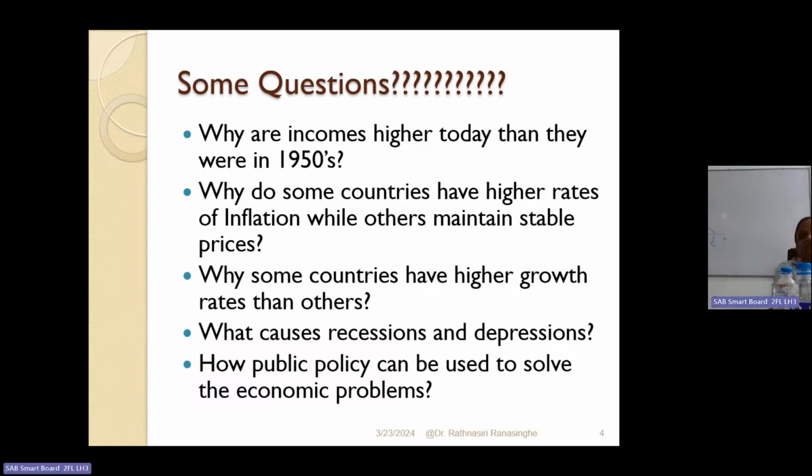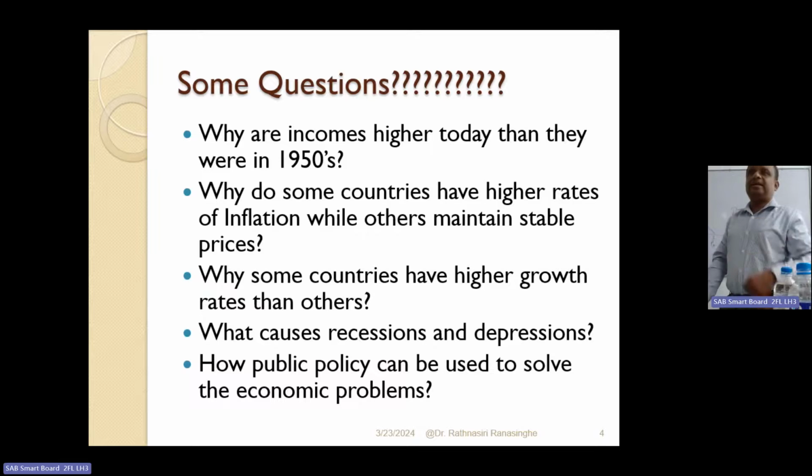What is recession? Recession. What do we call economic downturn? Recession. And the depression, is it the same thing or different?